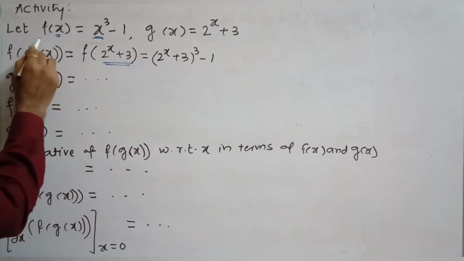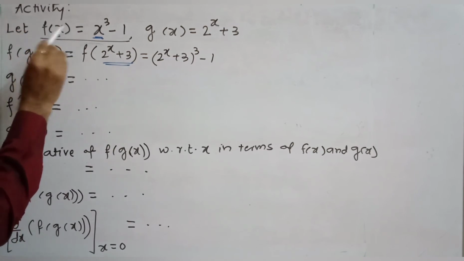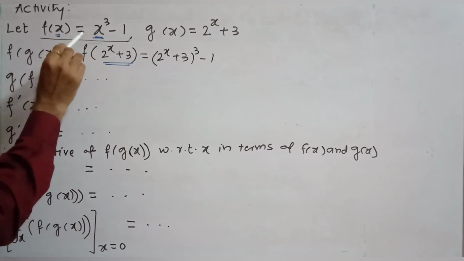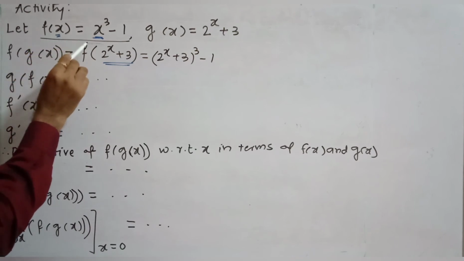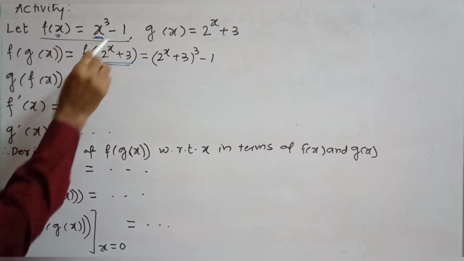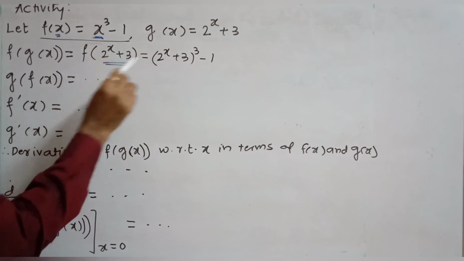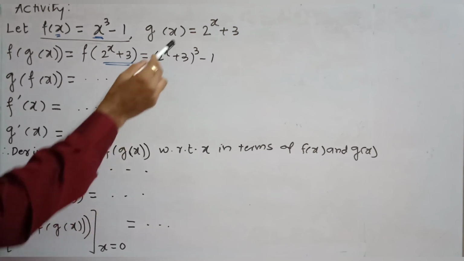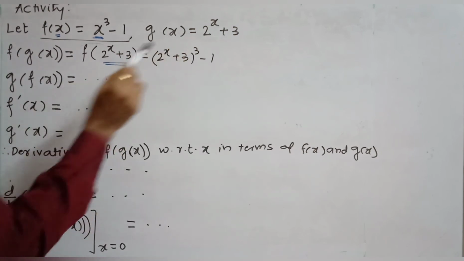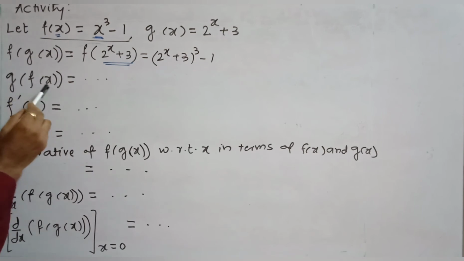Just remember this definition. If you use x as input, what is the output you get? Cube of x minus 1. So the input's cube minus 1. If you put input as x, what is the output? The input's cube minus 1. So your input in this case is 2 raised to x plus 3. So the input's cube minus 1. In the same manner, 2 raised to x plus 3 is g of x. So you will have to use this here.